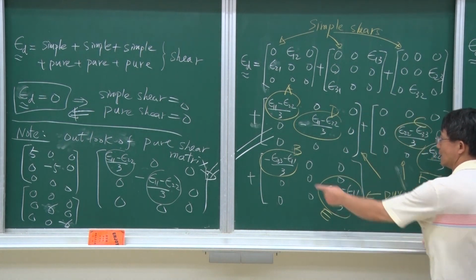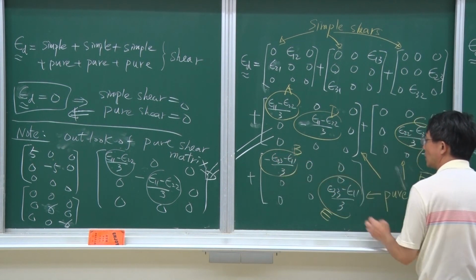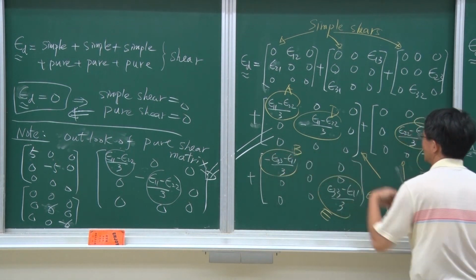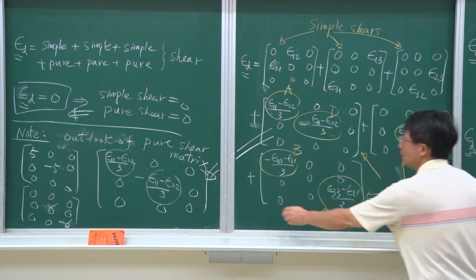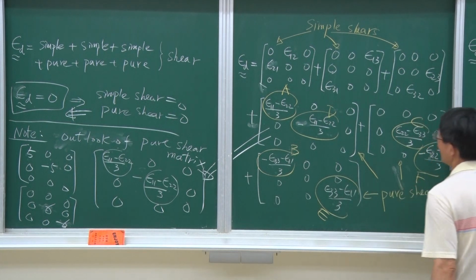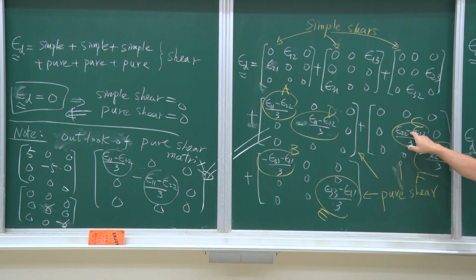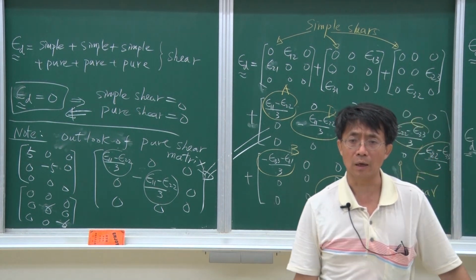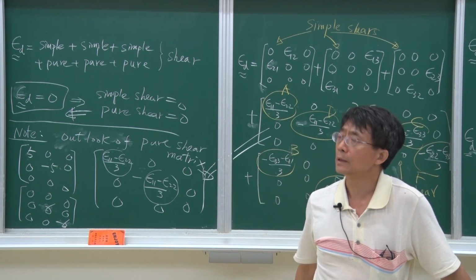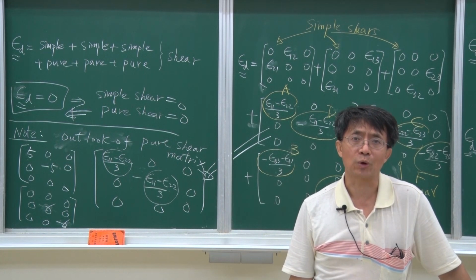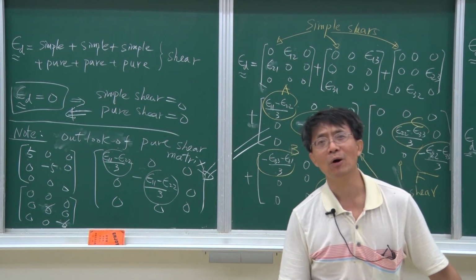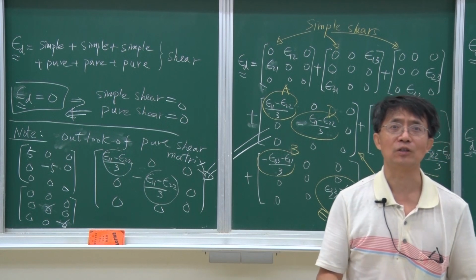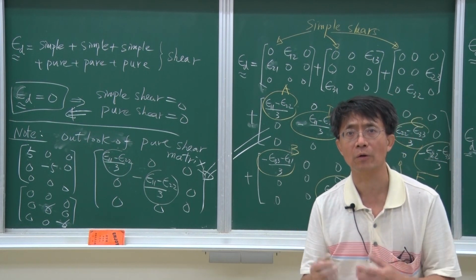In the same way, you can see the absolute value of this term equals this term, even though the sign is different. One is plus, another one is minus. And this term, the absolute value of this term equals the absolute value of this term, and they have different sign. Okay, so in this way, I have already given you the viewpoint of how the strain matrix can be decomposed into the volumetric part and the shear part. The shear part is the deviatoric strain.